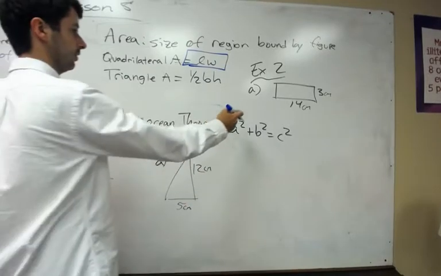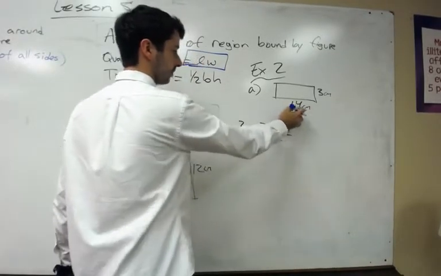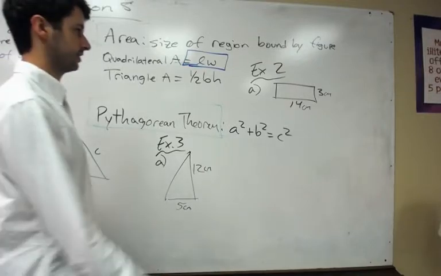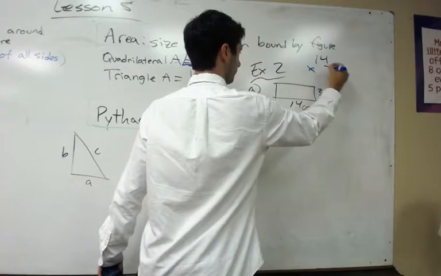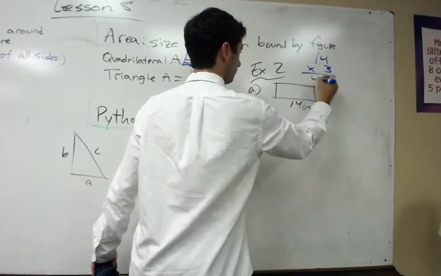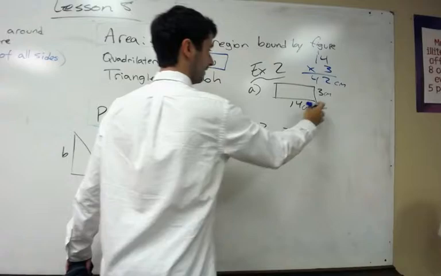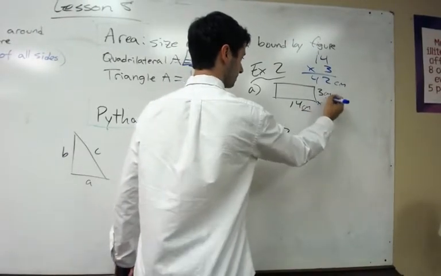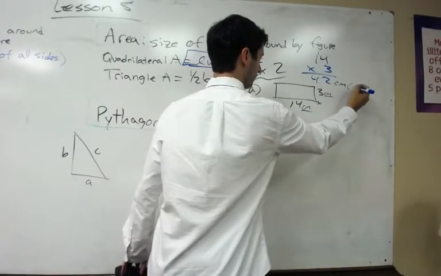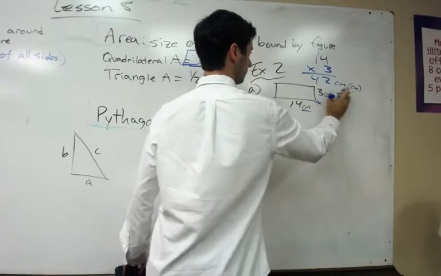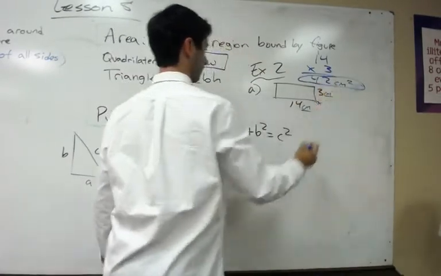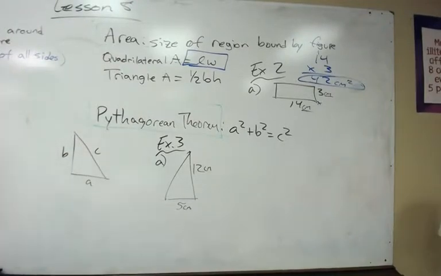So in example 2, if we're finding the area of this quadrilateral, you would simply do 14 times 3 and get your answer of 42 centimeters. Now, since you're actually multiplying centimeters times centimeters, we don't want to write that. We just write centimeters squared. So your answer for the area would be 42 centimeters squared.